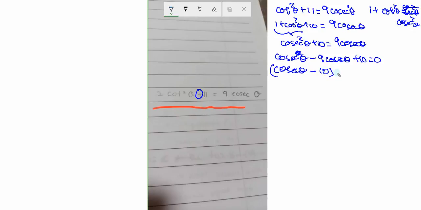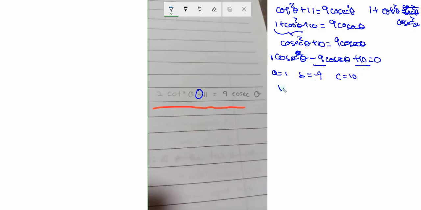You couldn't factorize, so you have to use the quadratic formula. So let's rub this off. Before that, let's define the a, b, c. A is considered 1, which is here. B is minus 9, which is this. Then C is equal to 10, which is the constant.